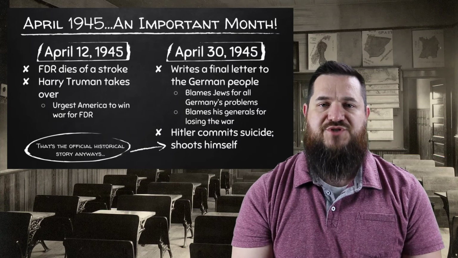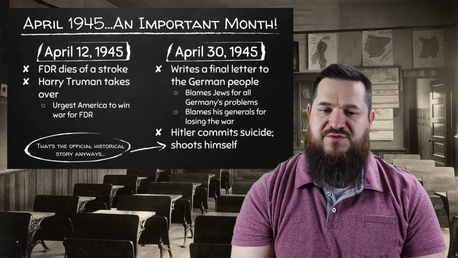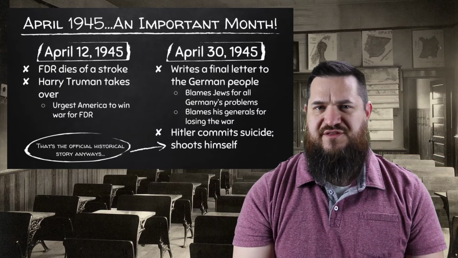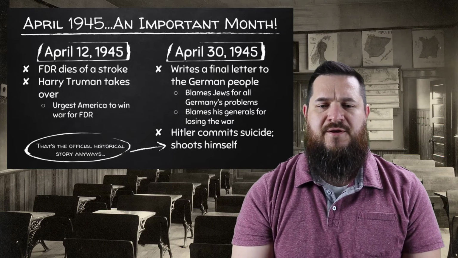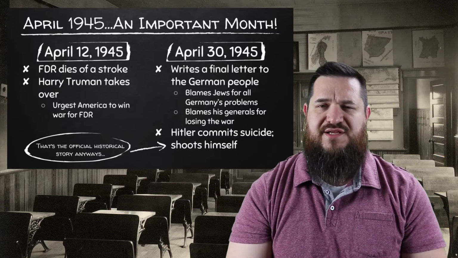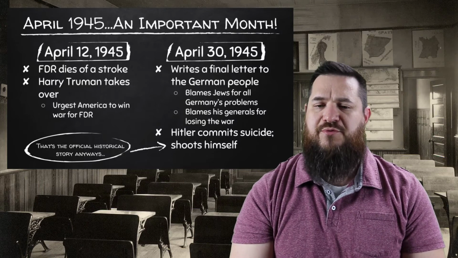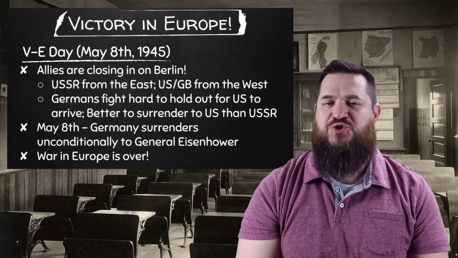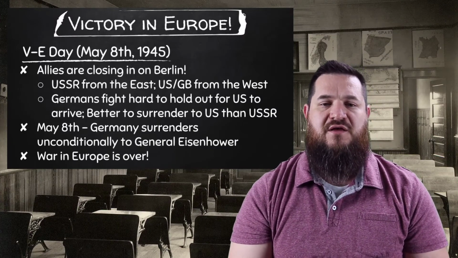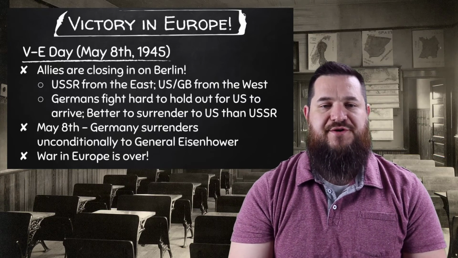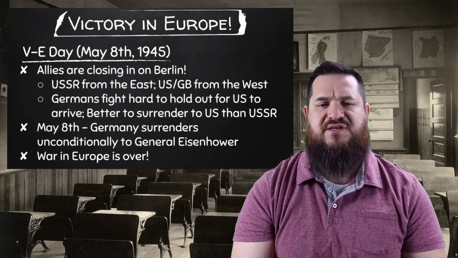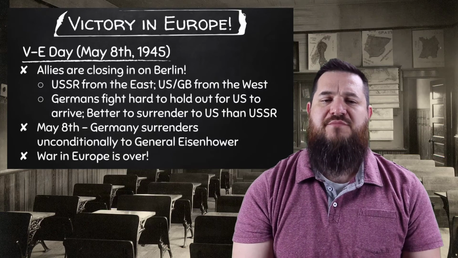He pulled a pistol out and shot himself in the head. At least that's what the official historic story is. We can go on and on about all the different conspiracy theories that are out there about what happened to Hitler, but as far as class goes, let's stick to the official historic story. On April 30th, Hitler committed suicide. With Hitler out of the picture, it's really only a short matter of time before Germany finally decides to surrender. That actually happened on May 8th, or possibly 9th, it really depends on who you ask, of 1945, and has become known as Victory in Europe Day, or VE Day.